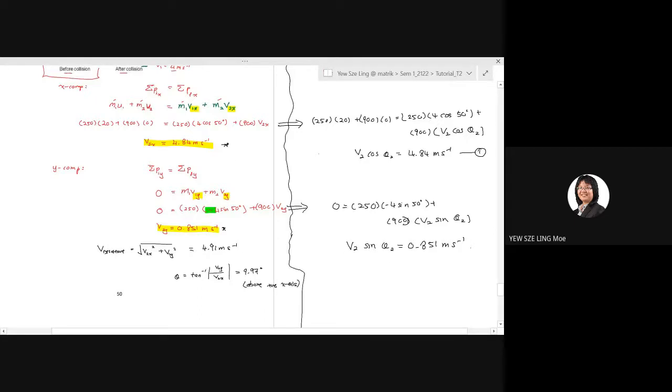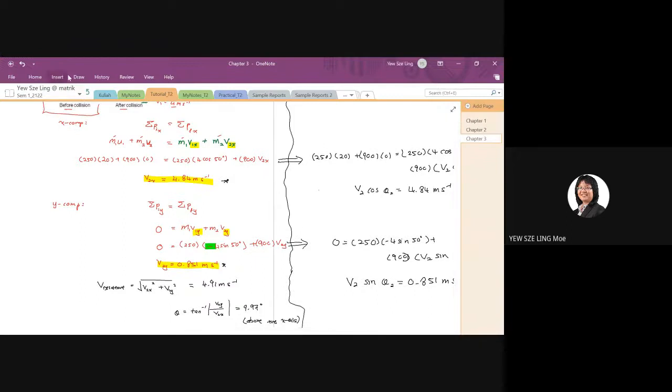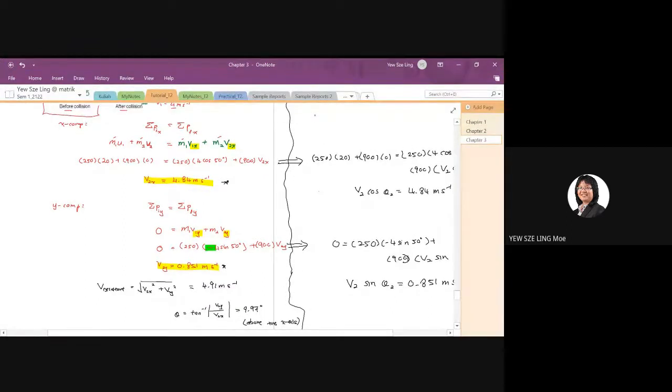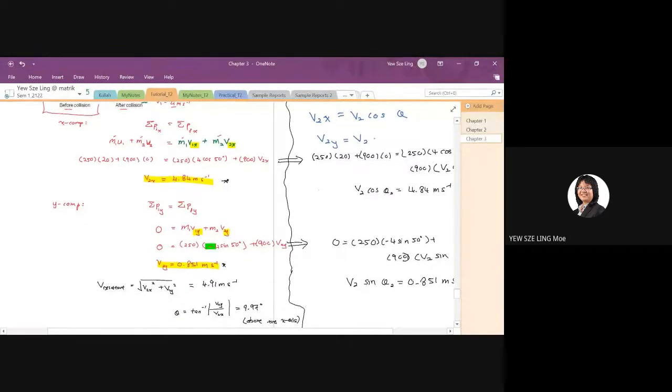So these two equations, basically they are the same. Why? Because V2x is equal to V2 cos theta, and V2y is equal to V2 sine theta. So basically they are the same.